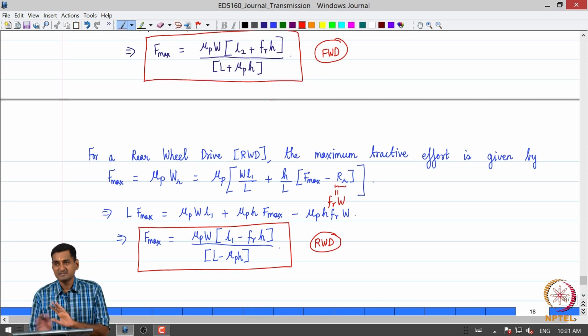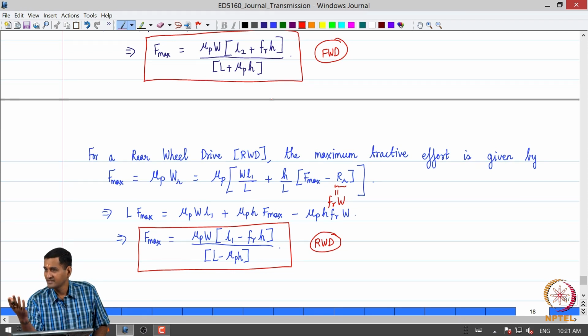Mu p times W is the same, right. However, we have L2 plus FRH and L1 minus FRH. For the time being, for the sake of argument, let us neglect FRH, okay, Fr times H is going to be smaller when compared to L1 and L2. While doing calculations we will include them, but just for a qualitative comparison, let us neglect the term FRH, plus or minus FRH, in the two expressions. So, the front wheel drive expression has L2 in the numerator and the rear wheel drive expression has L1 in the numerator, right, mu p W being common.